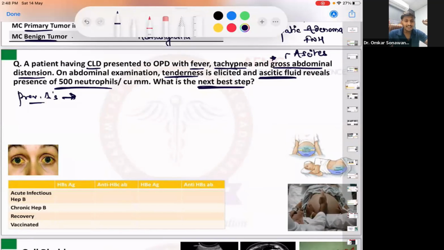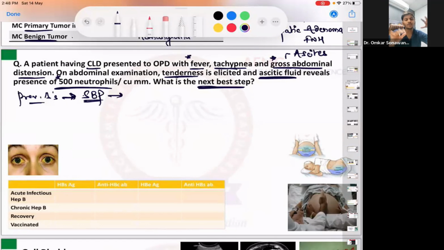Very good. It is spontaneous bacterial peritonitis. Why? Ascites is there in this patient, but along with ascites, they have also mentioned features of infection: fever, tachypnea, and tenderness. And the ascitic fluid tap reveals 500 neutrophils per cubic millimeter. That means the ascitic fluid is infective in nature. So please remember, they have actually given the diagnosis of spontaneous bacterial peritonitis. And here, what should be the next best step? The question was, what is the next best step?